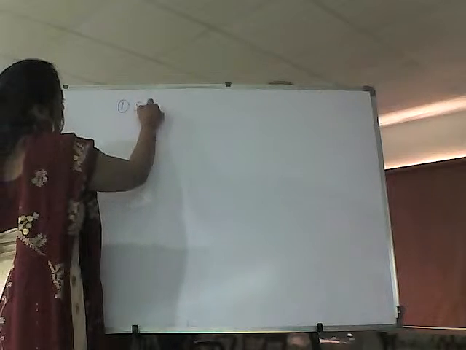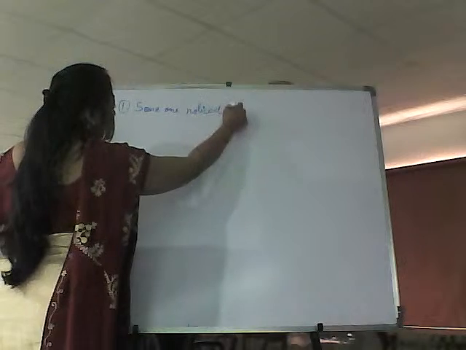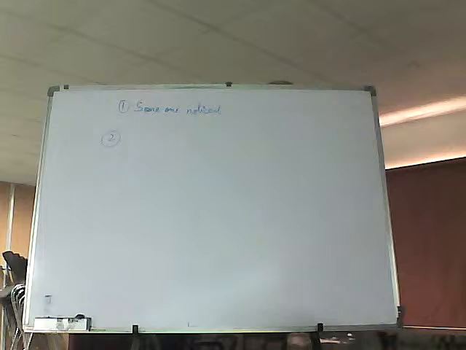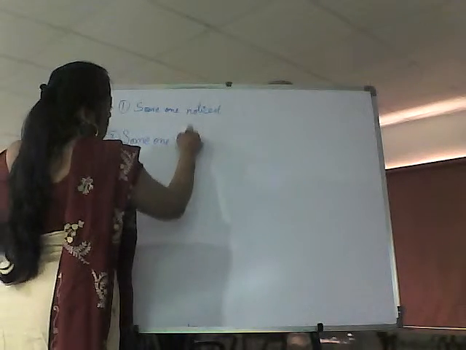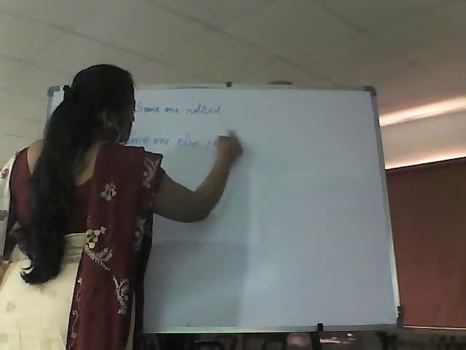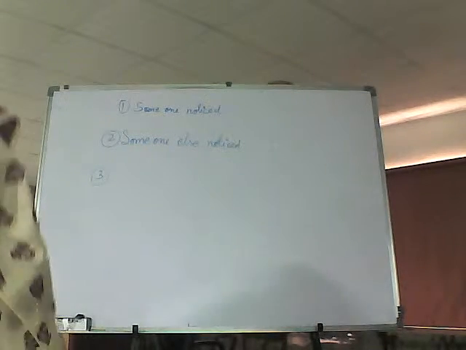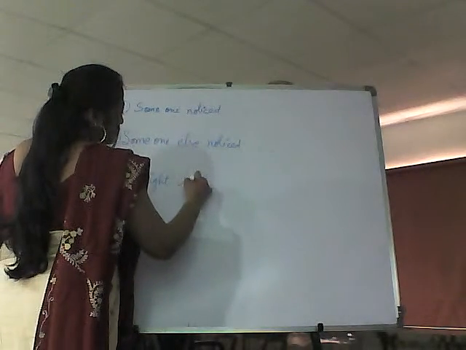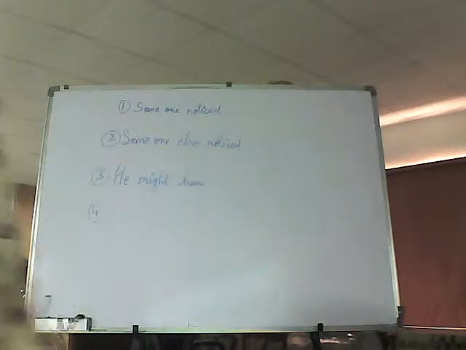Now, point one is someone noticed. Point 2 is someone noticed, then someone else noticed. This you have to make into a story. Number 3 is he might have. Okay, you have to continue the sentence. You have to complete the sentence with your own words.